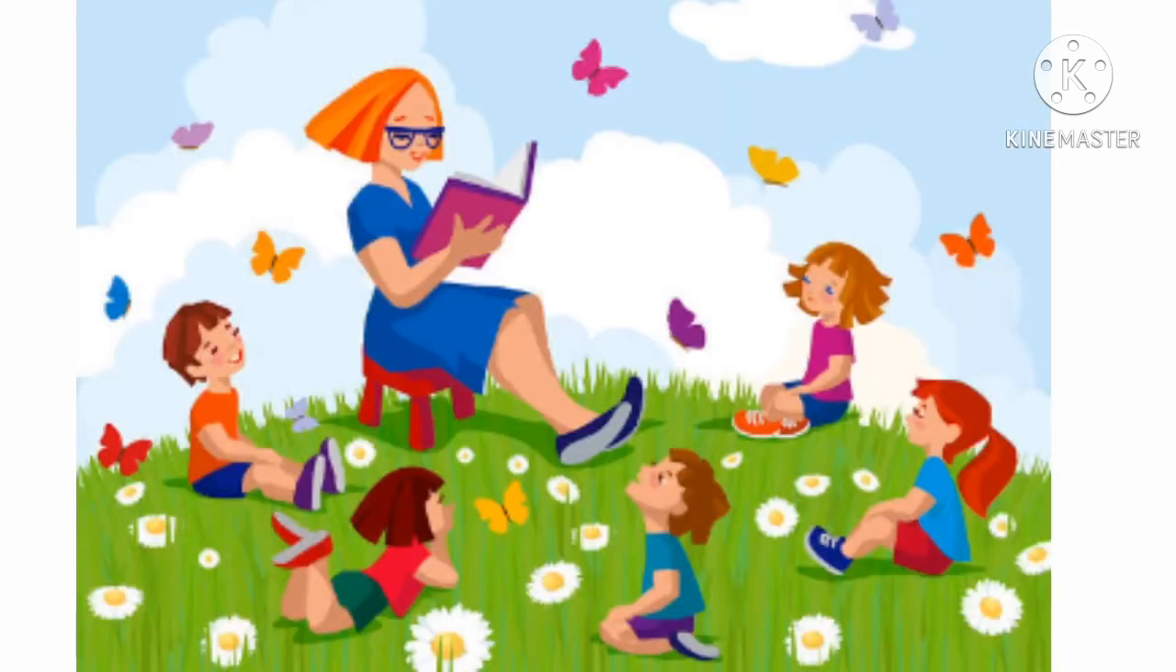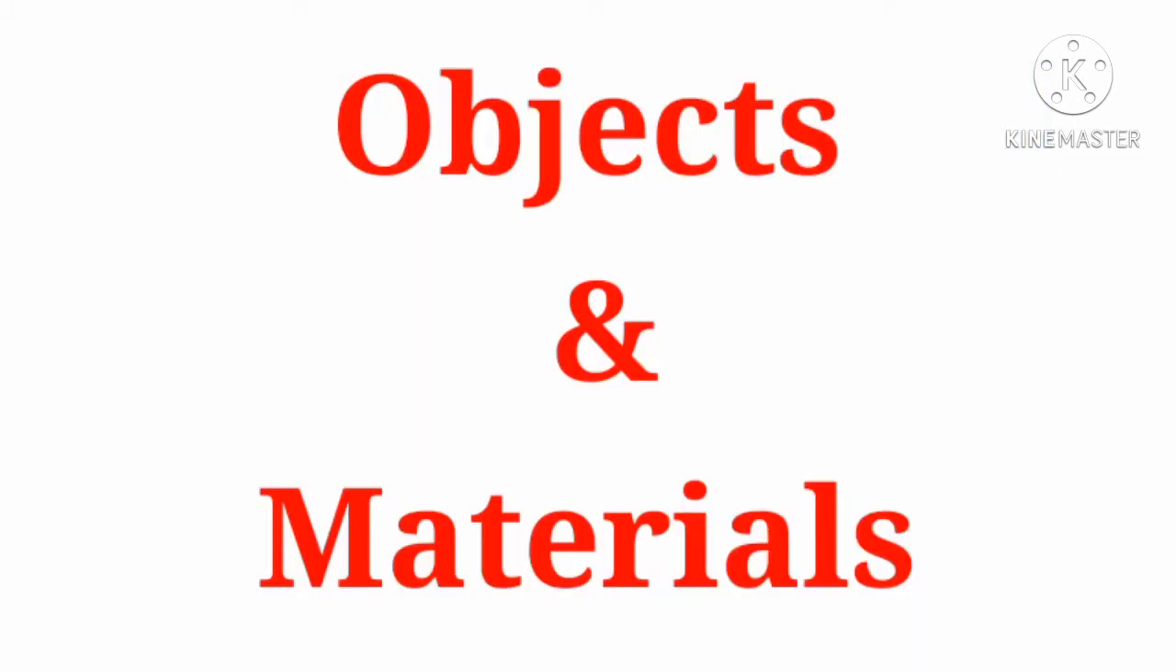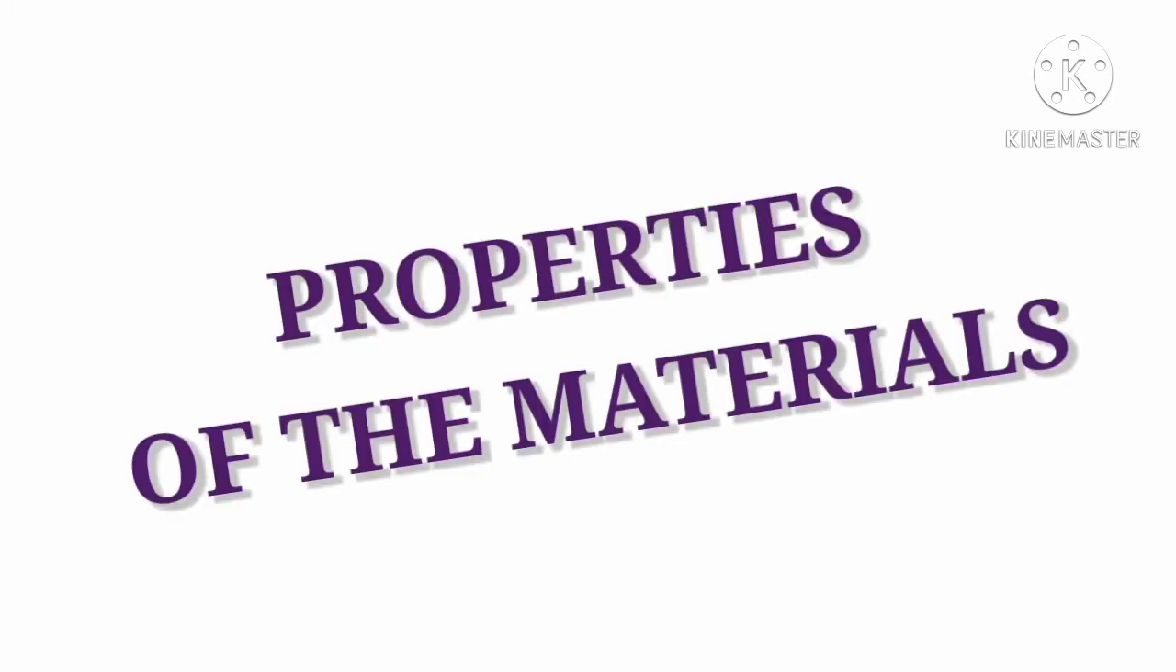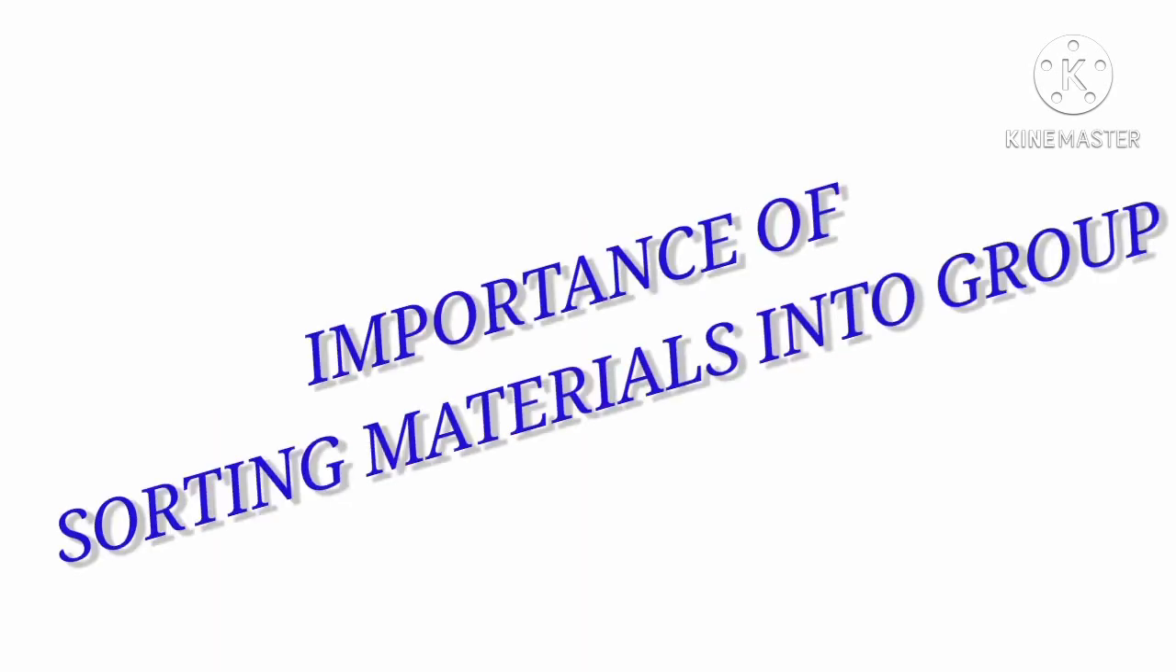Children, in our previous video, we studied about objects and materials and we understood that objects are made up of one or more than one materials. In this video, let us discuss the properties of materials and also understand the importance of sorting materials into groups. Now let us study the first property, that is appearance.